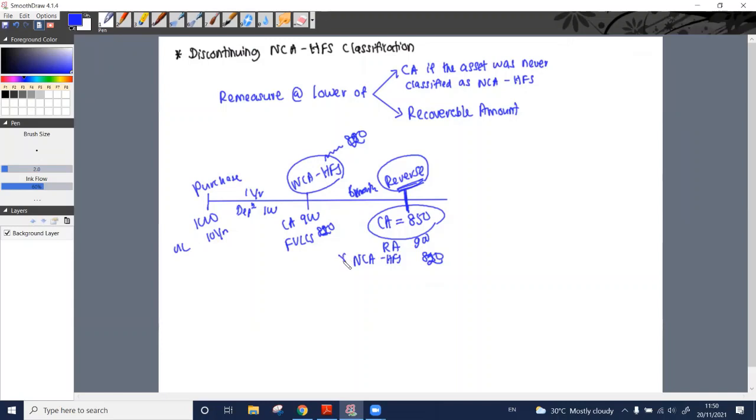The lower of these two is 850. So again, now we have a difference. Currently the books show 820, and now we need to make it 850. How can we treat this difference? That difference we need to charge to PNA.